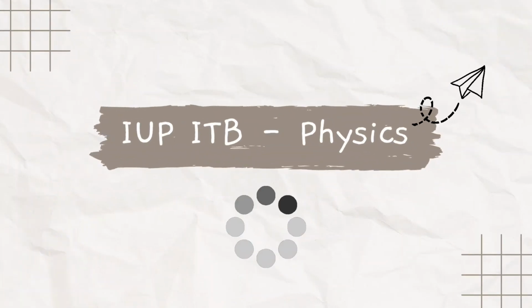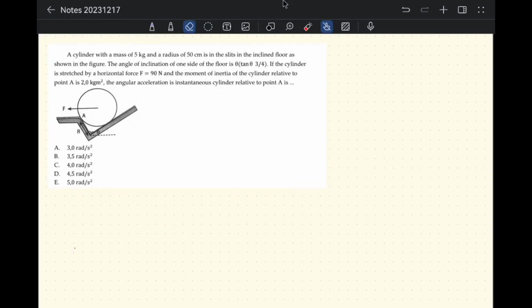Tes IUP ITB, subjek P6. A cylinder with a mass of 5 kg, this is M, and a radius of 50 cm, R. We have to convert it to SI unit, equals to 0.5 meters.